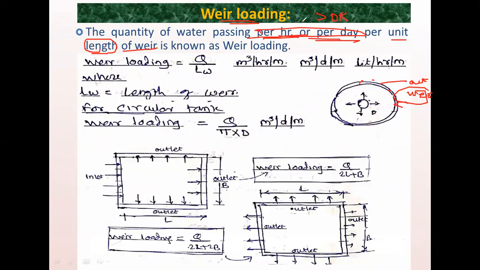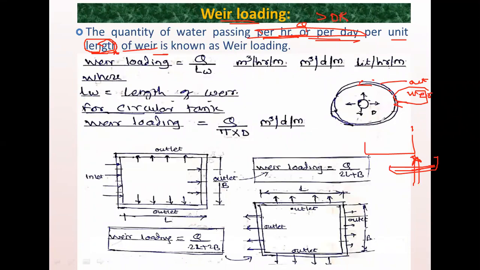So this is nothing but here we are talking about the discharge. So discharge per unit length. There we have written discharge per unit area, but here we are talking about per unit length of a weir. Why per unit length? Because here we are talking about the length of that weir. What is the length of the weir? How much discharge passes through it? So that is nothing but it is weir loading.